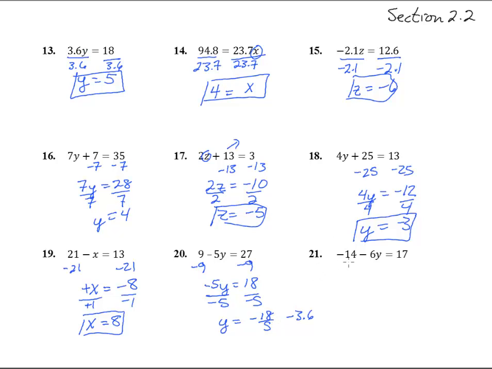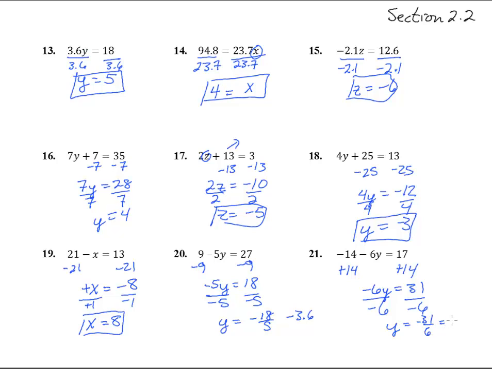And then number 21. Here we've got to get rid of that negative 14, so we've got to add 14. Negative 6y equals 17 plus 14, which is 31. Now we've got to get rid of this negative 6, but it is multiplying the y, so that's why we divide by a negative 6. We get y equals negative 31/6.